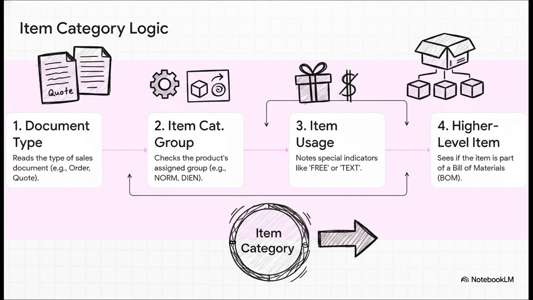First, it looks at the sales document type. Is this a real order or is it just a quote? Second, it checks the item category group on the product itself. Is this a standard physical good or is it a service? Third, it considers the item usage. Is there a special flag here, like free? And last, it asks, is this part of something bigger? Is it a component in a kit? By combining the answers to these four questions, it zeroes in on the exact item category it needs every single time.